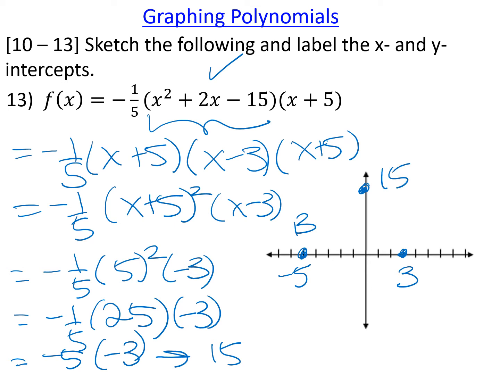Okay. And then my end behavior is going to be related to this right here. So I'm going to have my -1/5 x squared times x, giving me a -1/5 x cubed. So down on the right and opposite. Okay.